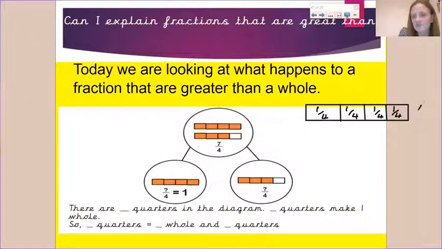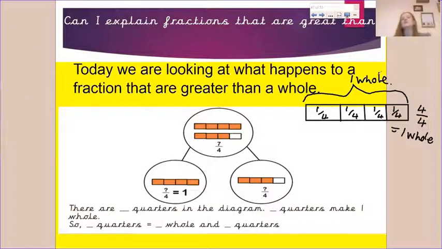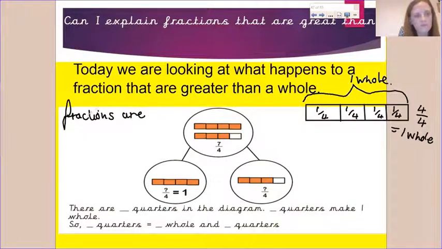And then I discussed with you how 4/4, so all 4 pieces, equals 1 whole. So this whole shape is equal to 1 whole. So all the pieces together, because the fractions are part of a whole, and I'll write that here. Fractions are part of a whole. So I want you to have a look at this question here.